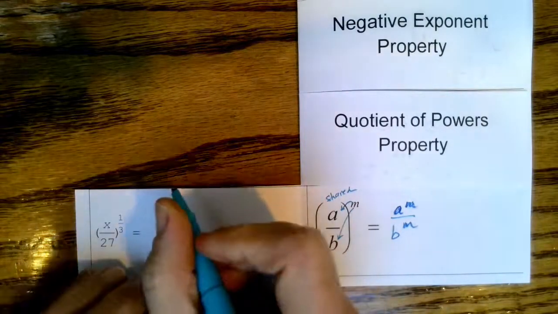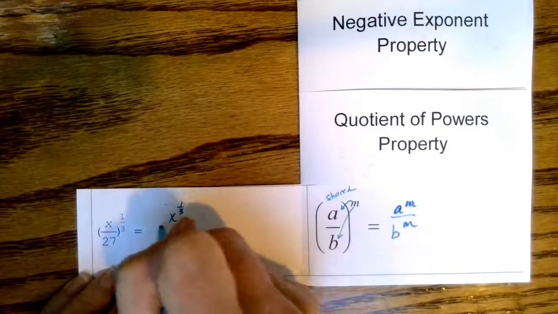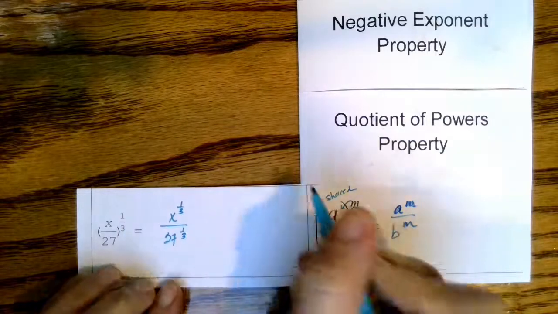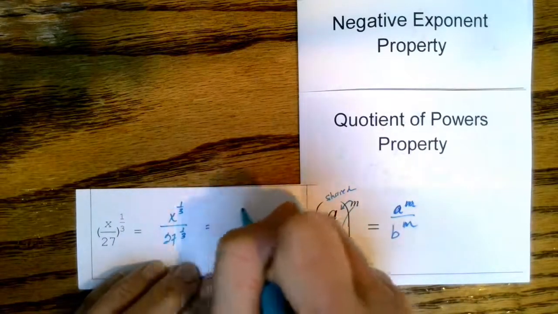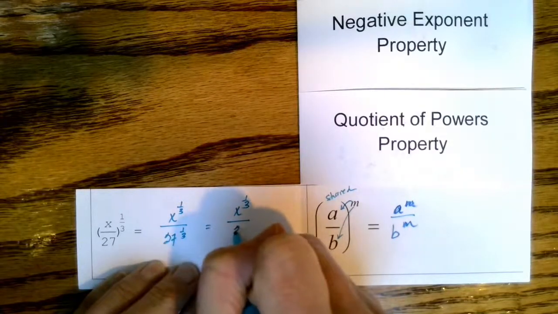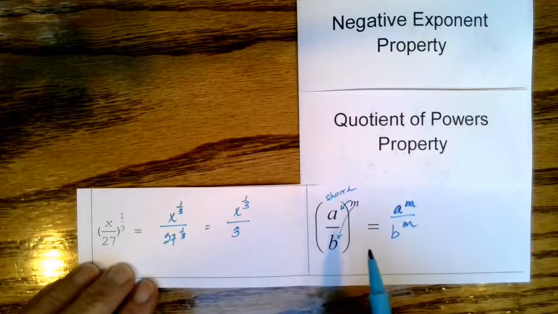Alright, so that's the same as x to the 1/3 over 27 to the 1/3, which is going to be the same as x to the 1/3 over 3, because the cube root of 27 is going to be 3.